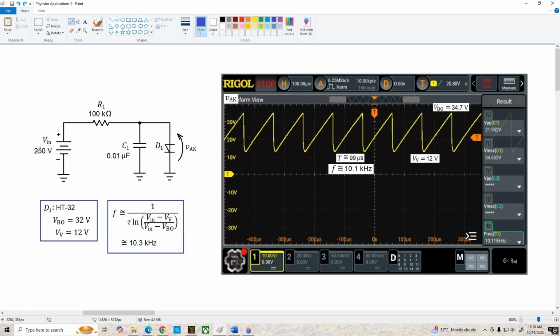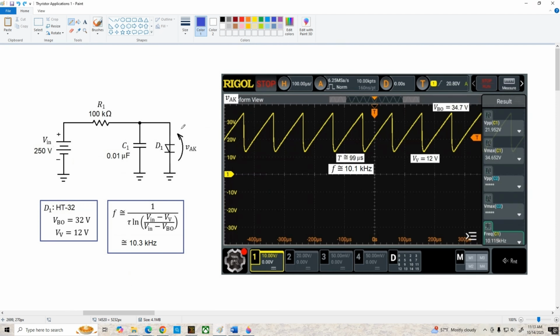In this example, I've got a power supply of 250 volts, my RC circuit is 100K and 0.01 microfarads, and I'm using a four-layer diode with a breakover voltage of 32 volts and a valley voltage of 12 volts. Now, really, this isn't a four-layer diode, it's a TRIAC, but we're treating it like a four-layer diode, so it behaves exactly the same in this circuit. And here's our formula for the oscillation frequency. Plugging in the values for this circuit, we get a theoretical frequency of about 10.3 kilohertz.